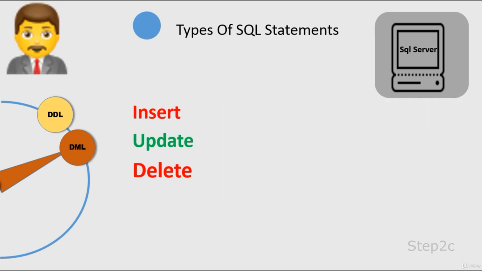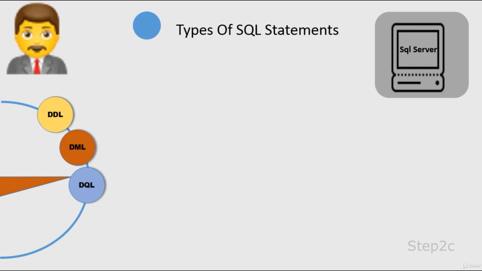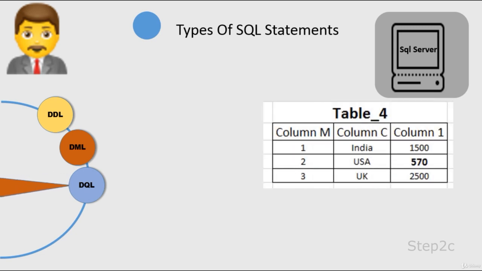Now let's see the other buckets. The third bucket is called DQL, data query language. DQL means the select statement. We use DQL, or data query language, to retrieve the data which is saved in the database. We already saw how the select statement works, but there is a lot of functionality the select statement provides.